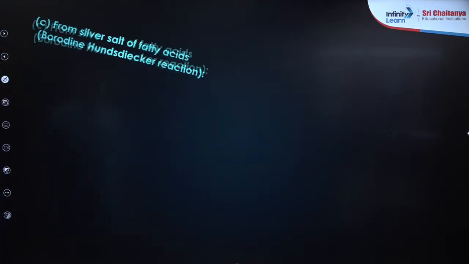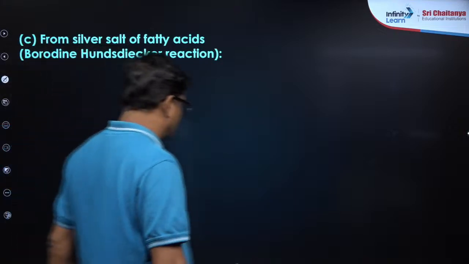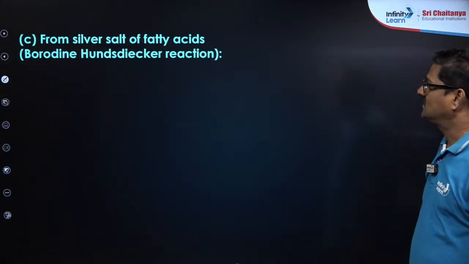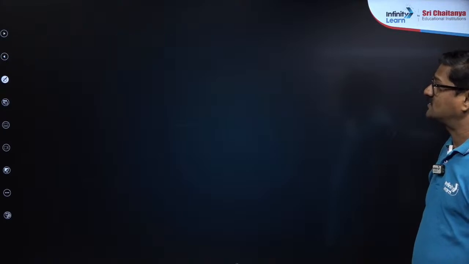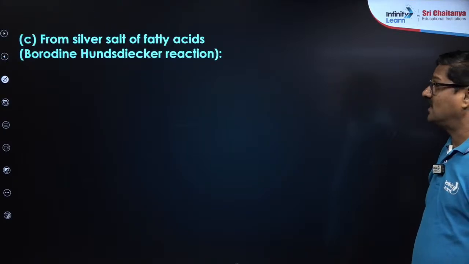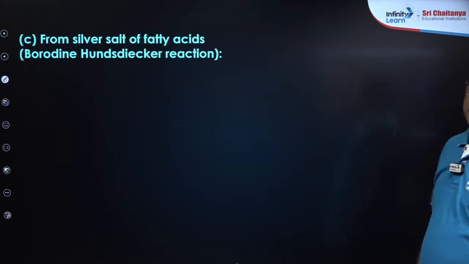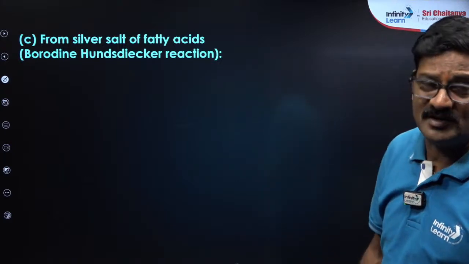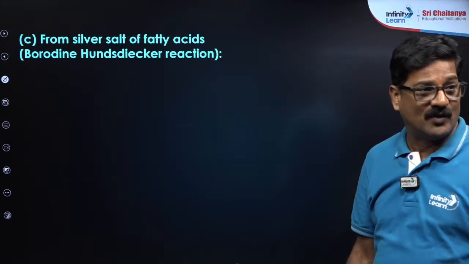So, from the silver salt of fatty acids. What is this, silver salt of fatty acid? That reaction is called the Borodine-Hunsdiecker reaction. This is when the silver salt of a fatty acid is treated with Br2 in CCl4.